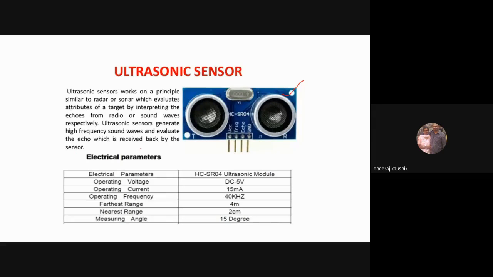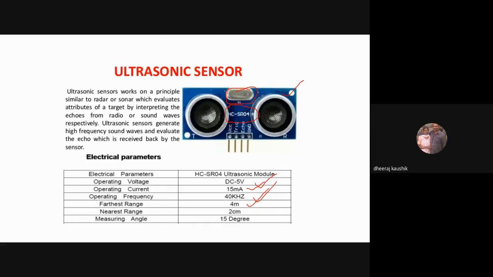So I'll be discussing the principle of an ultrasonic sensor too, and these are the electrical parameters of an ultrasonic sensor. This sensor here is one of the ultrasonic sensors used widely in the world. It is an HC-SR04 module, and it operates at 5 volts, and the current in it would be 15 milliamperes, and its operating clock frequency would be 40 kilohertz. Its farthest range would be 4 meters.